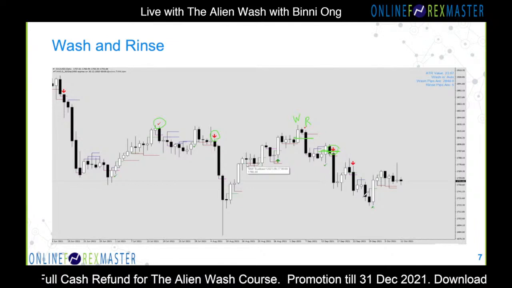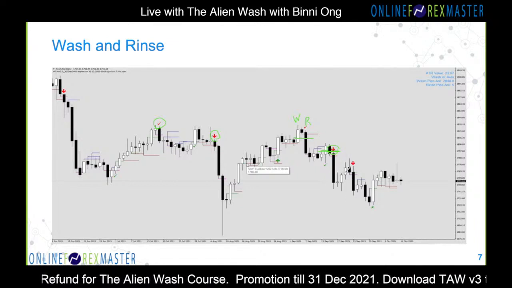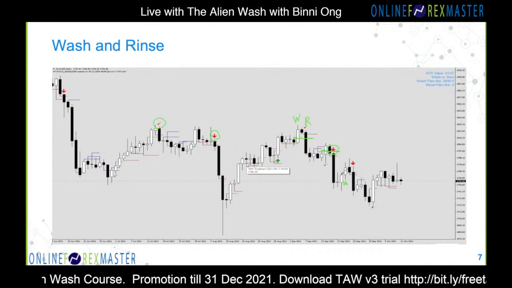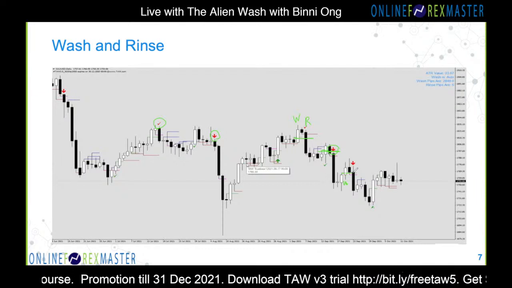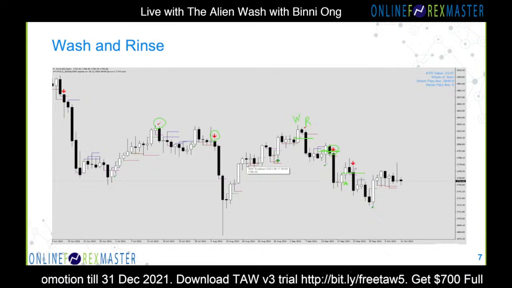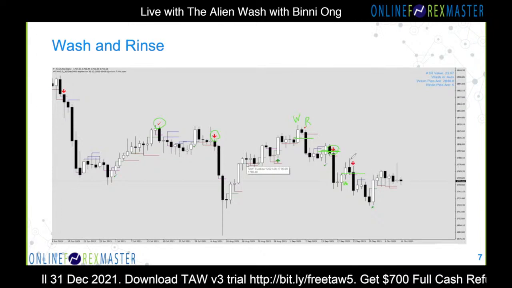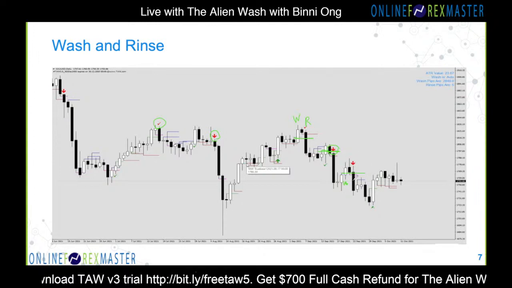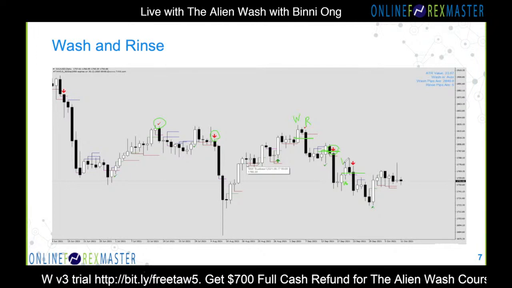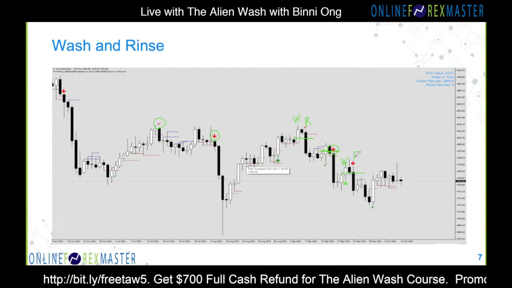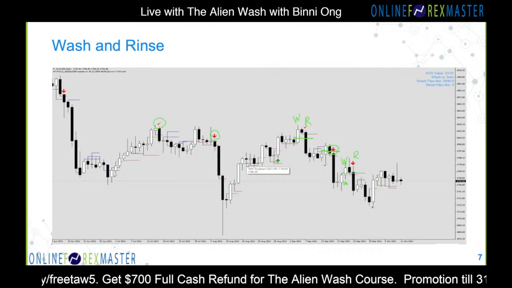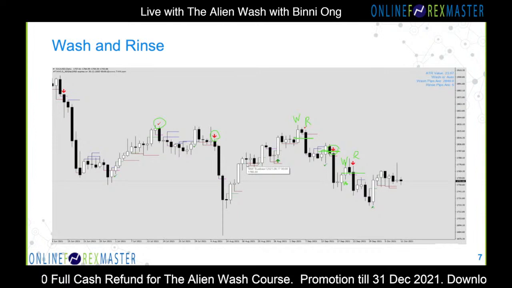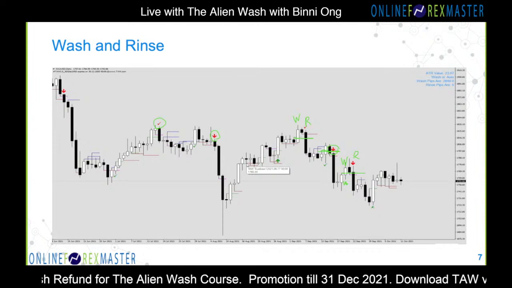Now take a look at this one again. This W closed above the previous high, so we can just draw the wash line. As long as price stays above it, there's no wash and Reins. But if price closes below that wash line, then we're going to have the Reins bar. So this is a W, and this is R. You guessed correctly, because a wash bar is only confirmed when the Reins bar has appeared.